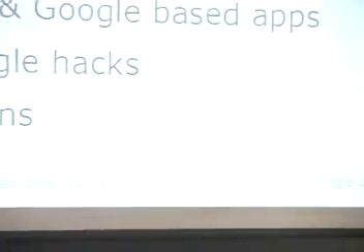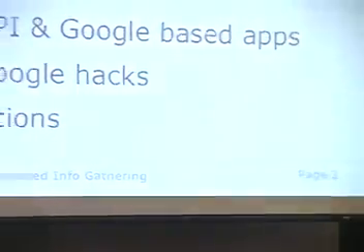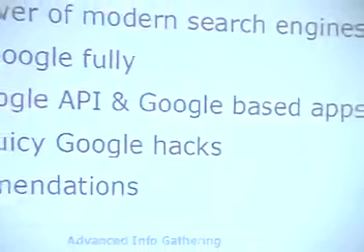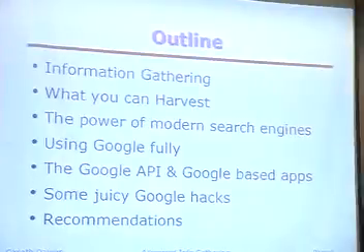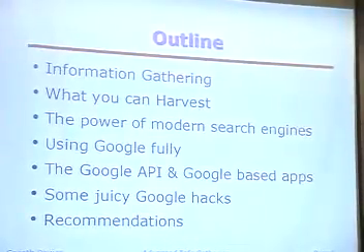So an outline of the talk today will be an introduction to information gathering itself, its purpose, what it's used for, some examples of the things you can harvest using information gathering techniques, the power of the modern search engines, especially Google, how to utilize Google fully, the Google API and some applications utilizing the Google APIs. After that, we'll do some examples of some juicy Google hacks which expose passwords and confidential information.